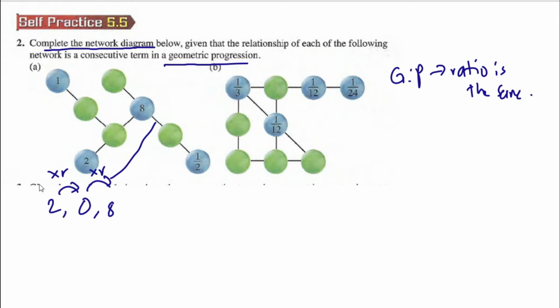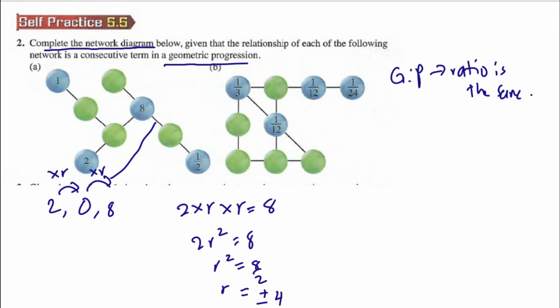the same answer. So we see here, if this one is times r, this one should times r as well, because for geometric progression, the ratio, the multiplication is the same. So we see here, 2 times r, times r again, is equal to 8. So 2r square is equal to 8, r square is equal to 8 over 2, r is equal to plus minus 2. So you see here, the box is plus minus 4.